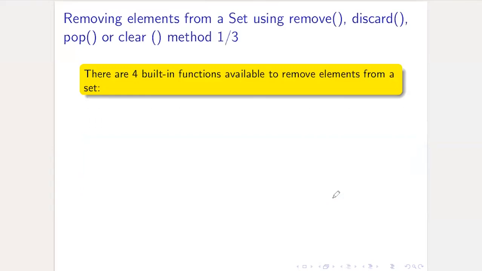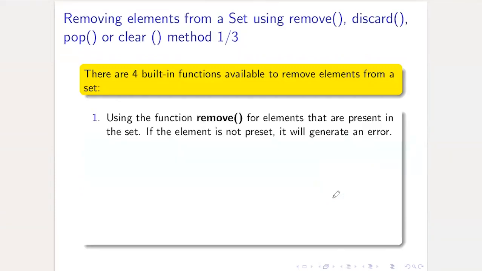We have 4 different ways in which we can remove elements from a set. We can use the built-in function remove. To remove an element from the set, we have to specify what we want to remove. So if the element is present, it will get removed.